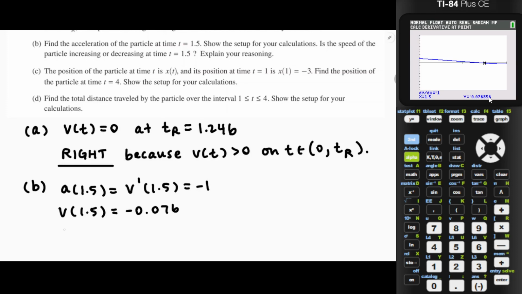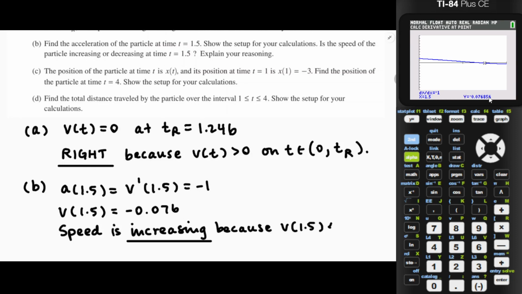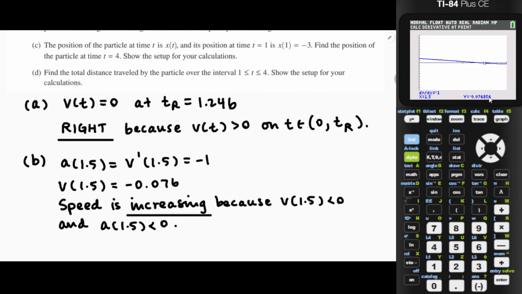I'm going to say speed is increasing. That's what they asked. Because v and a have the same signs. v of 1.5 less than 0 and a of 1.5, which I already described as being v prime of 1.5, is also less than 0. Okay, and that's going to be my reason.